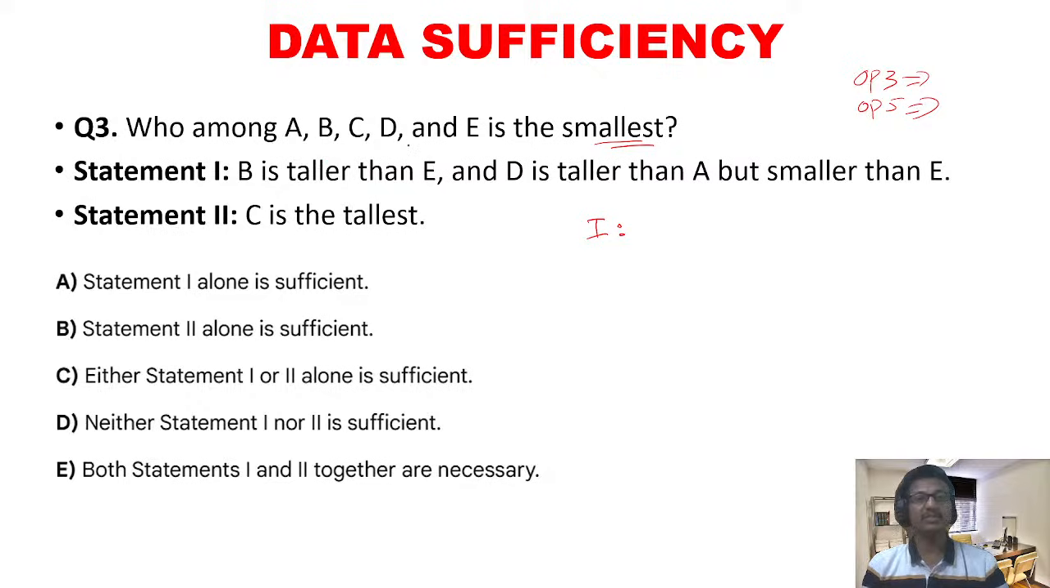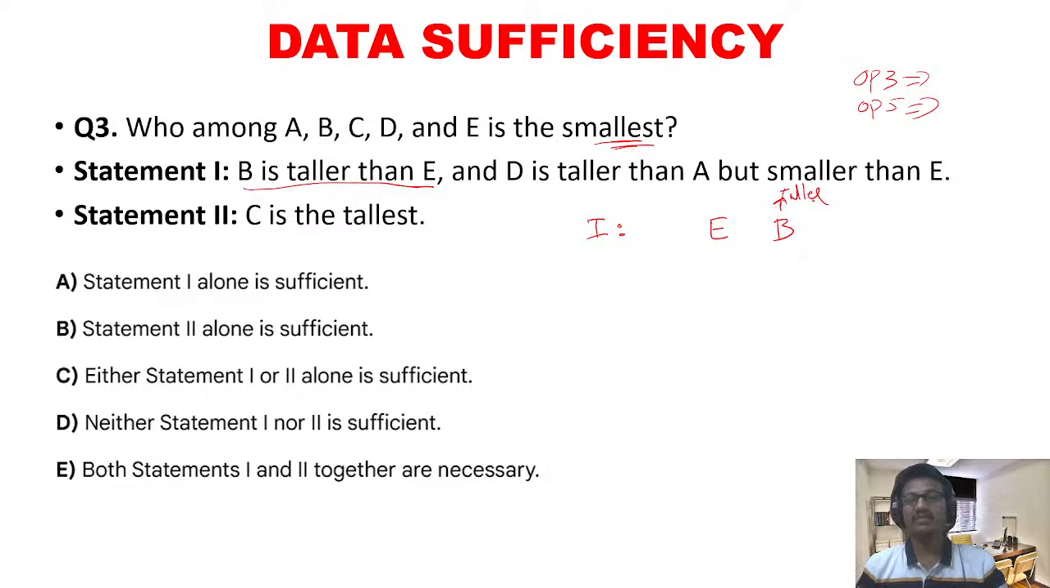Okay, so A, B, C, D, E are the 5 persons and you need to find out who is the smallest one among them. Now, coming to statement 1, B is taller than E. So here it says that B is taller than E. So that means I am writing B on the right side. The person who is on the right side is taller.